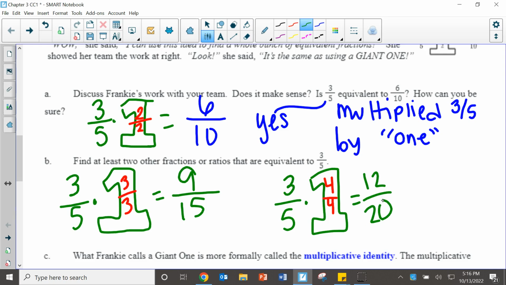If you multiply top and bottom by 10 over 10, then you should get 30 over 50. Multiply top and bottom by 7 over 7, you'll get 21 over 35. So there are endless possibilities. You could sit here for the rest of your life and create equivalent fractions. It'll never end. So your answer may be different than mine, and that's okay. Just make sure the important piece is that you multiplied by 1, which is a fraction with the same number on top and bottom.